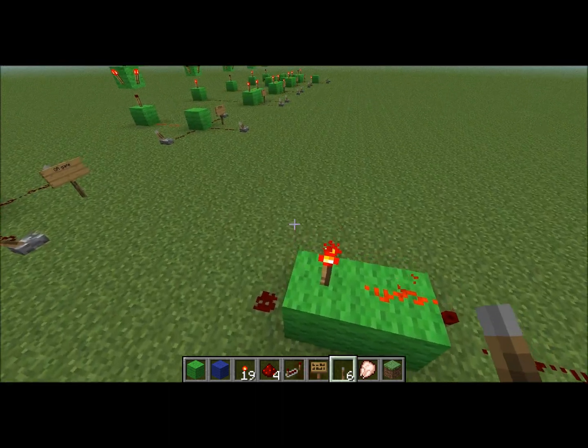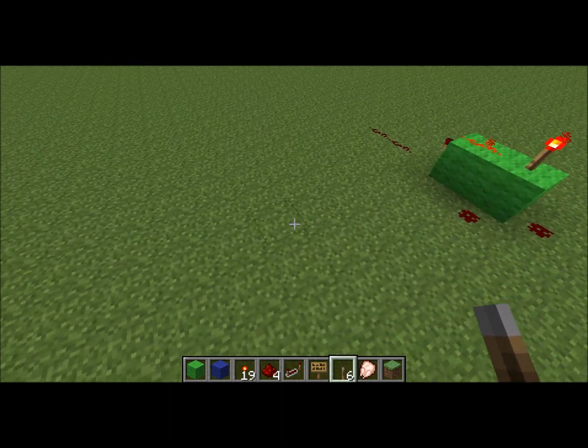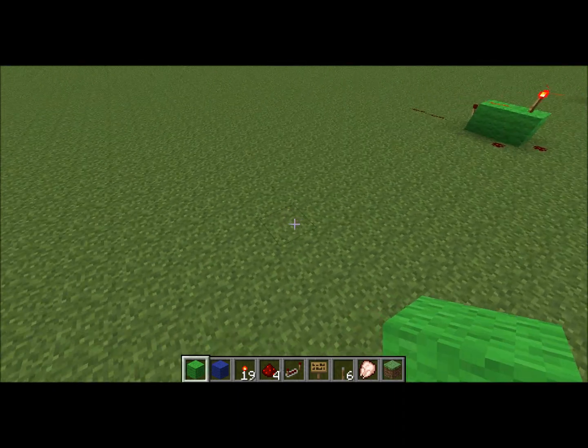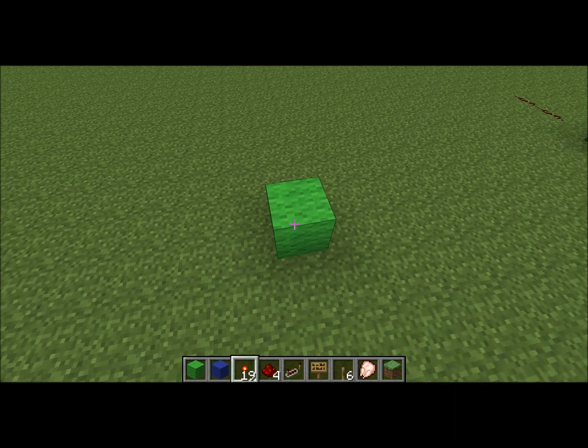And I believe that the NOR gate, I'm going to try to do this without looking at it. So the NOR gate is just one block.